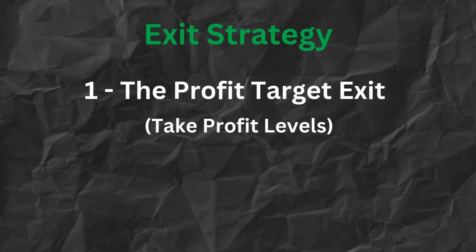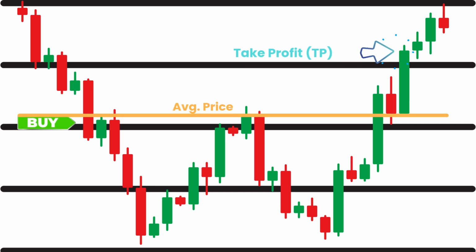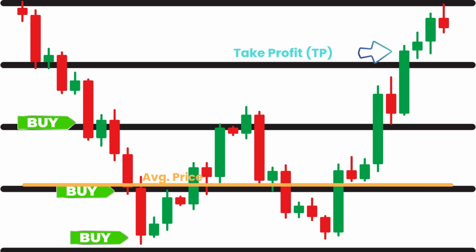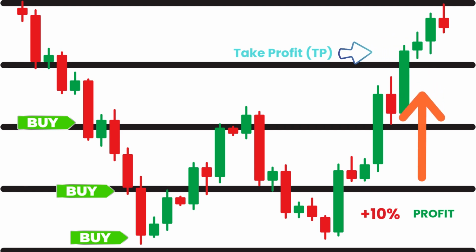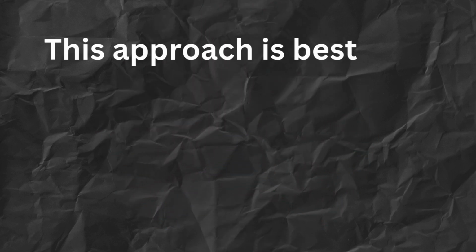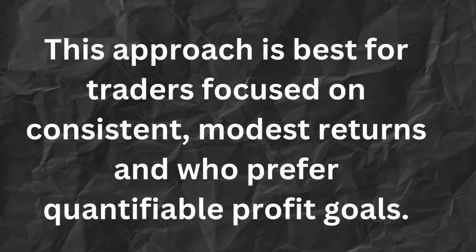1. The profit target exit. Take profit levels. This is when you set specific profit targets for your DCA trades. Once the average price of your DCA position reaches a predefined profit level, you close part or all of your position. You can exit when the trade reaches a certain percentage gain, like 5% or 10%, or you can set a target in pips, based on the pair's average daily range. This approach is best for traders focused on consistent, modest returns and who prefer quantifiable profit goals.